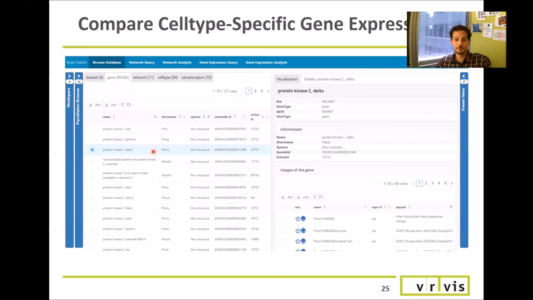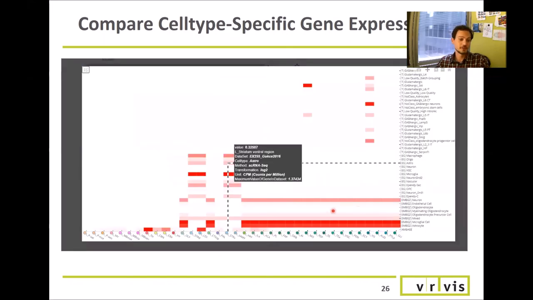types of queries here. For example, we look at the gene that we had before, PKC delta. So we get a list of all the datasets and cell types in which it is expressed, which can also be visualized here in this nice heat map. We see on the columns different brain regions, and in the rows different cell types and datasets, and we see directly, oh, this gene has a high expression in this cell type and this brain region.